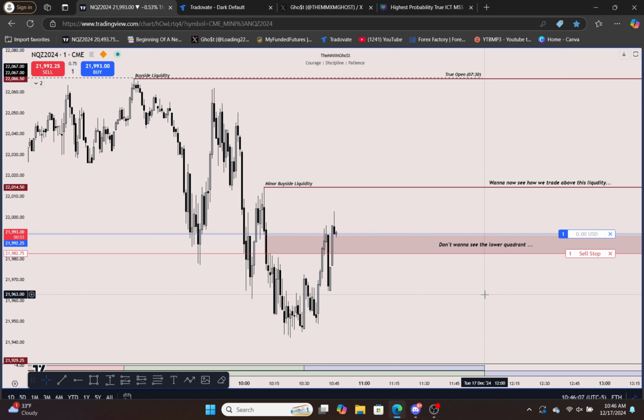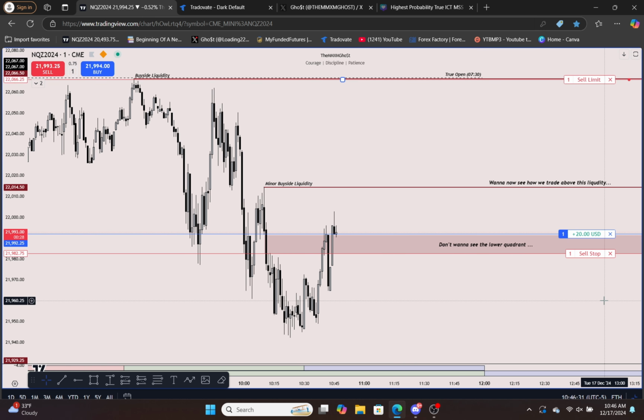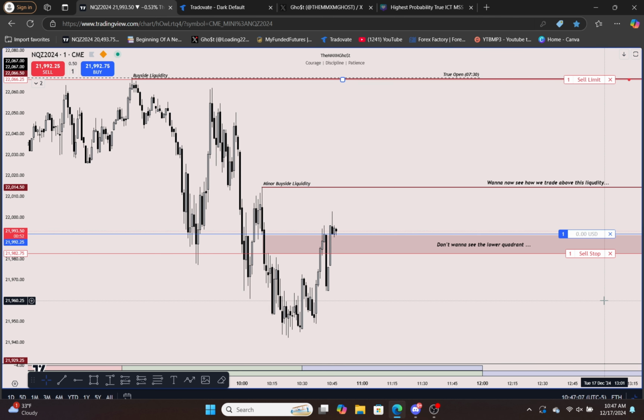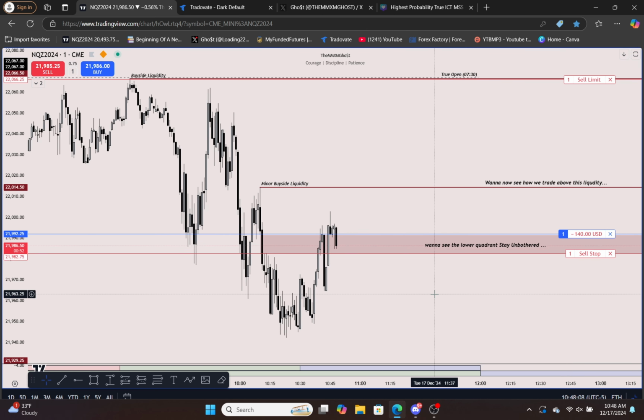Okay, and I want to see price not come down to the lower quadrant of this inversion fair value gap. I would love to see price hold the upper quadrant and not really bother. Okay, you'll see here in just a couple of minutes, price does a very steep stop hunt after respecting the lower quadrant of this inverse for a couple of minutes. Okay, and immediately after that stop hunt, price then expands. So in just a couple of minutes, when you see us get stopped out, price then expands higher.